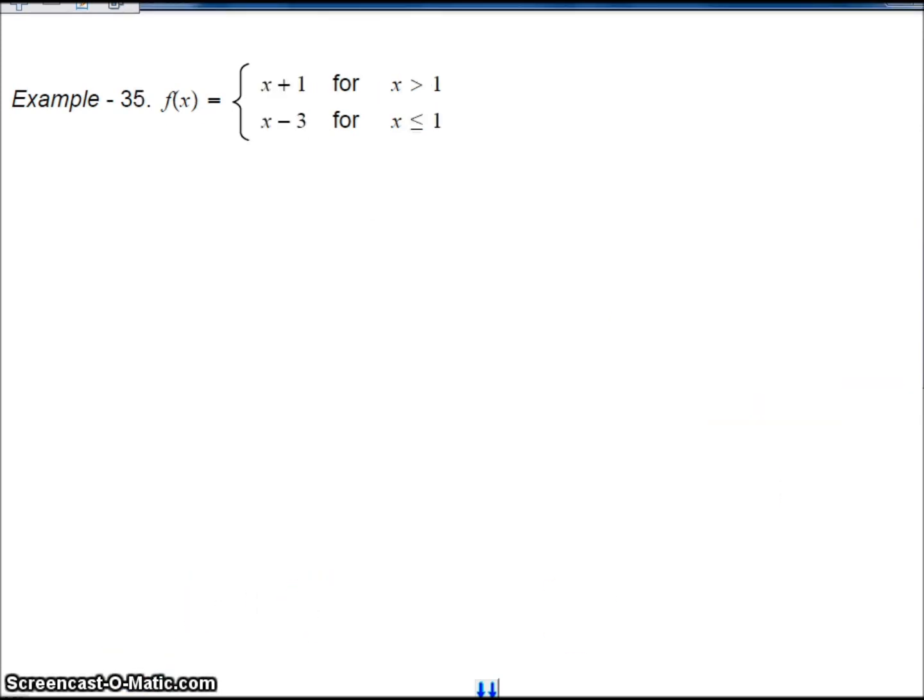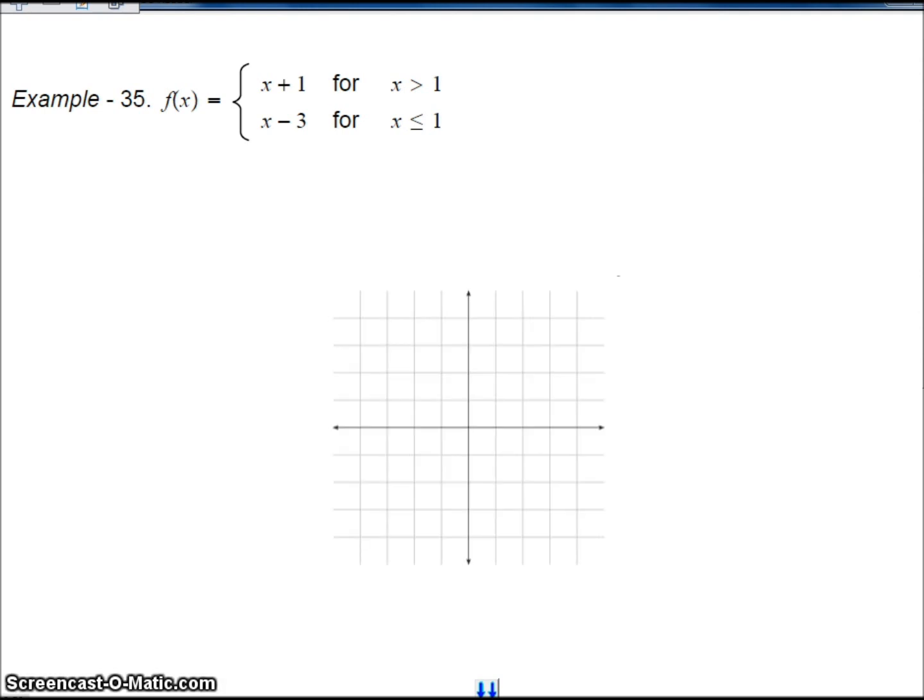Okay, let's try another piecewise function. This one's going to be a little more complicated in the graphing, but we'll approach it the same way. First, we'll set up our Cartesian coordinate system, and the first thing I like to identify when I'm doing a piecewise function is where is it going to switch from one equation to the next. And if you look at the equation, it appears it will be switching at x equals 1. When x is greater than 1, we're going to use the equation y equals x plus 1. And when x is less than 1, we're going to use the equation y equals x minus 3.